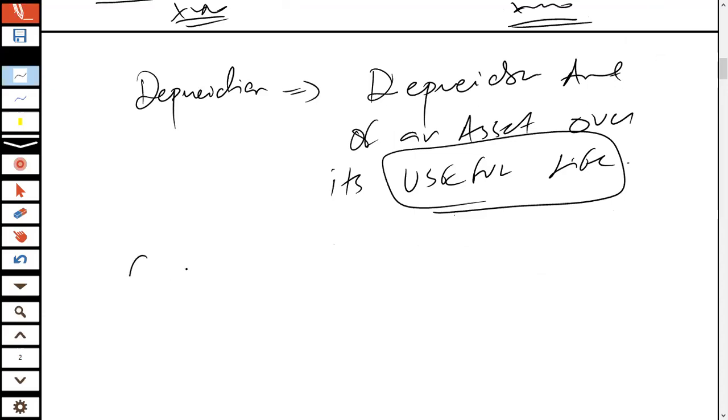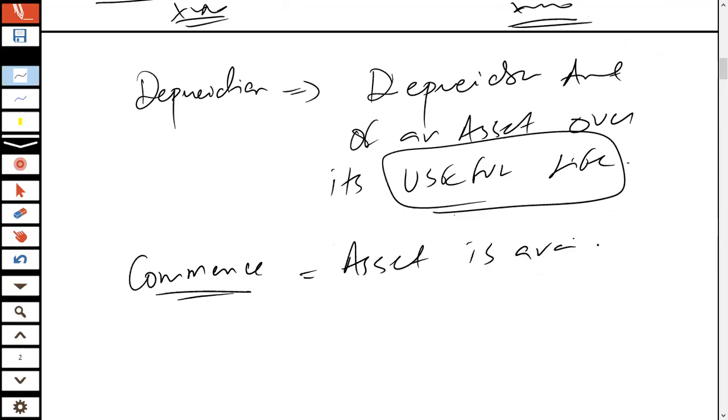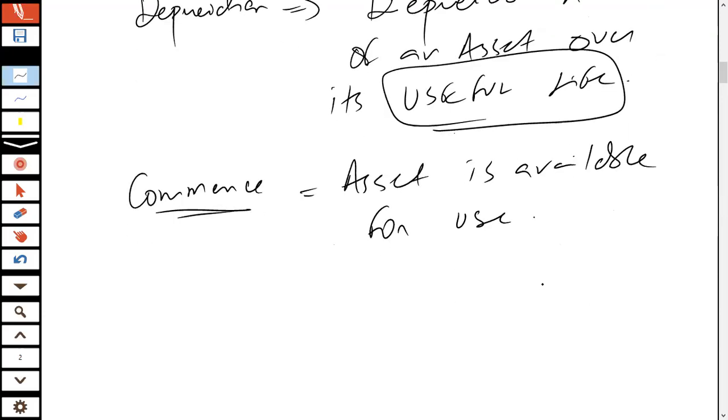The depreciation commences when the asset is available for use. Irrespective of whether you have started using the asset or not, the depreciation will commence when the asset is available for use.